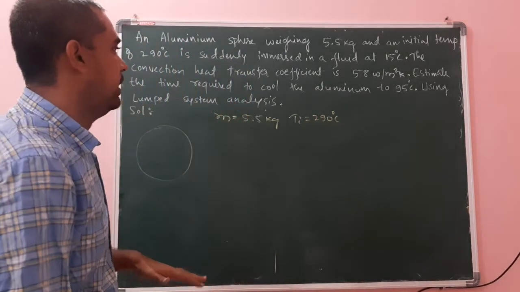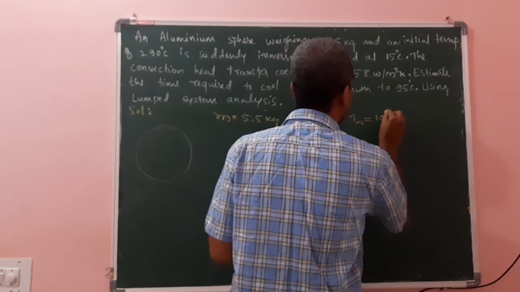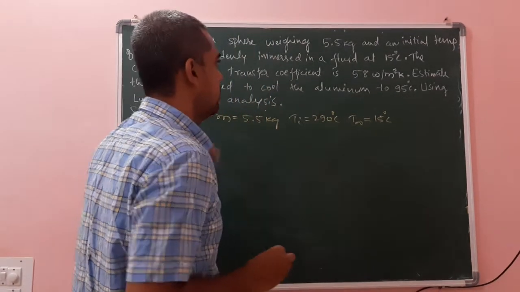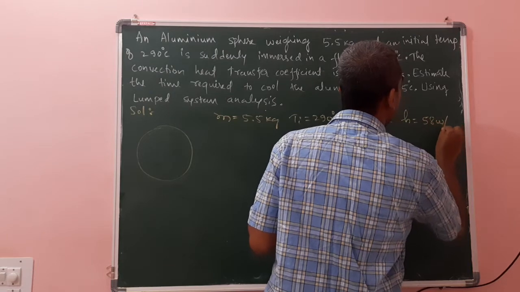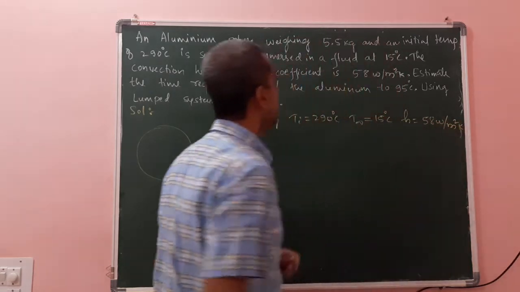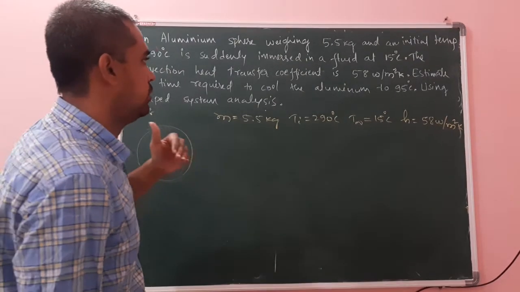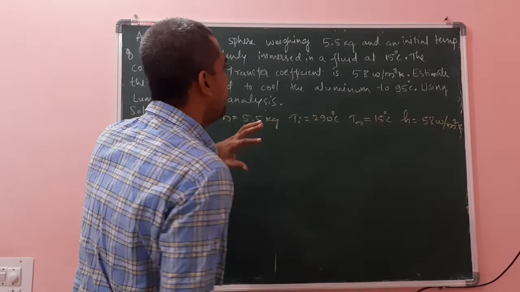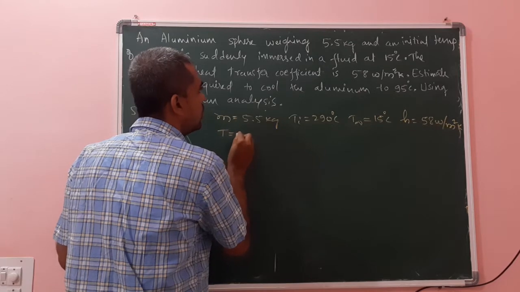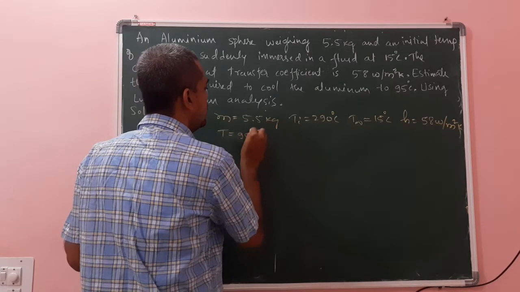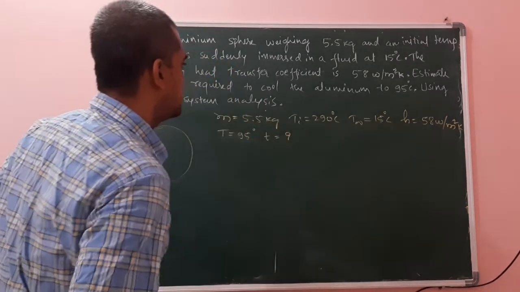It is immersed in a fluid. Temperature of the fluid T infinity is 15 degrees Celsius. The convection heat transfer coefficient h is equal to 58 watt per meter square Kelvin. Estimate the time required to cool the aluminum sphere to a temperature T equal to 95 degrees Celsius.